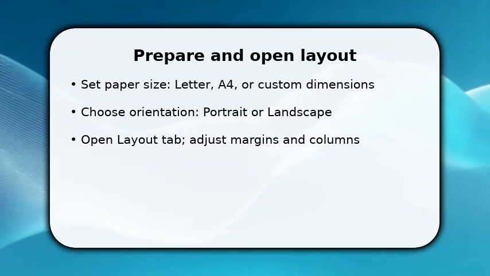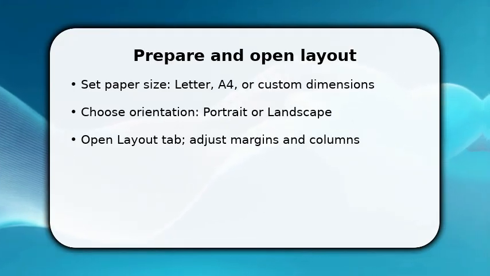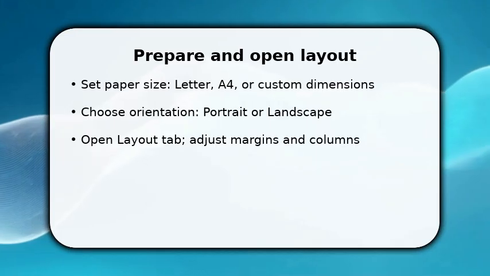You start by opening the Layout tab and confirming the document's paper size and orientation. This determines how content flows. Once done, set margins to control printable area and choose columns if you need multi-column text. This changes line lengths and readability. Make sure to set a baseline ruler and enable grid lines for aligned placement.